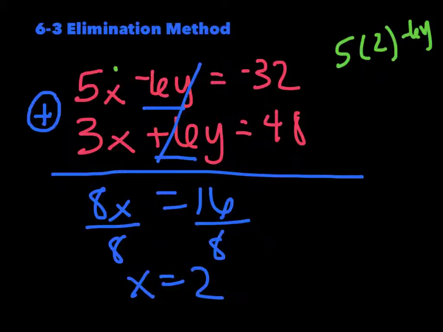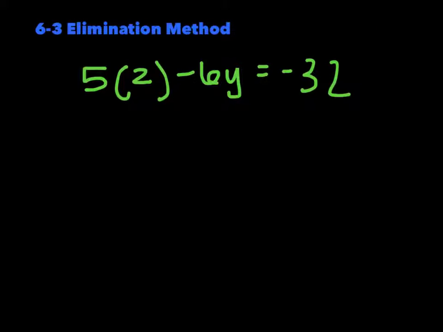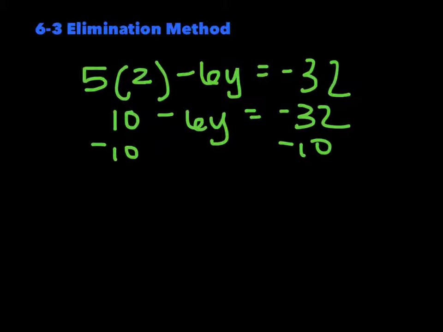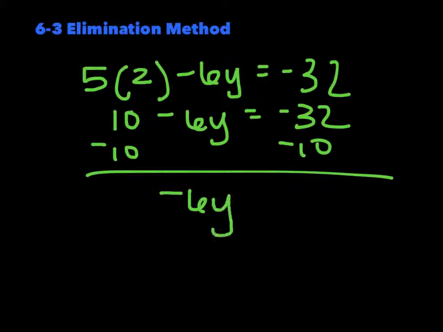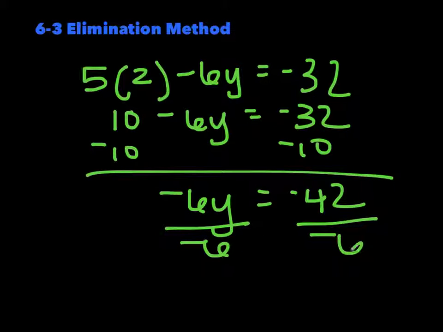All right, let's try this for like a third time. If I plug in 2, I get 10 minus 6y is equal to negative 32. So if I subtract 10 on both sides, I get negative 6y is equal to negative 42. Divide by negative 6. So y is equal to positive 7.